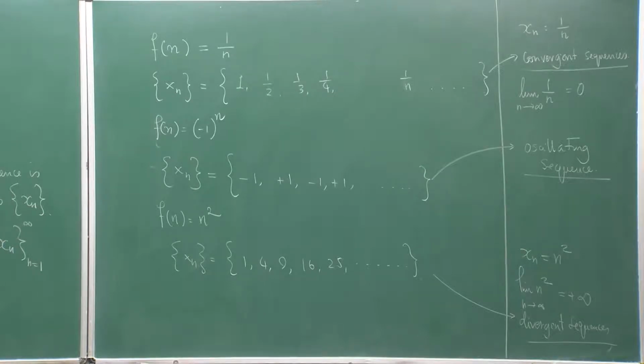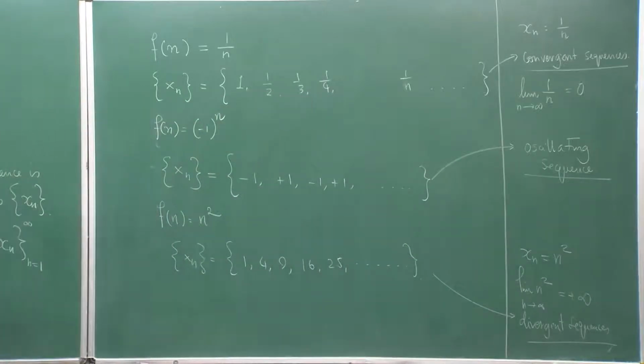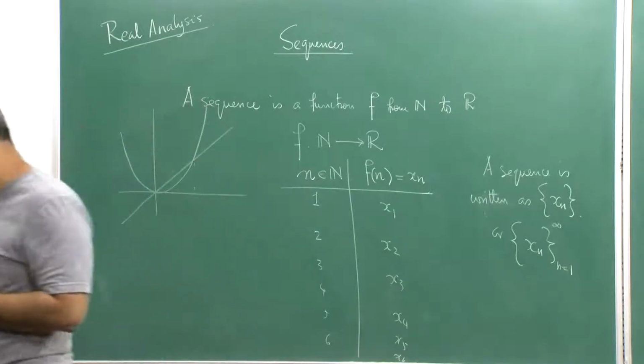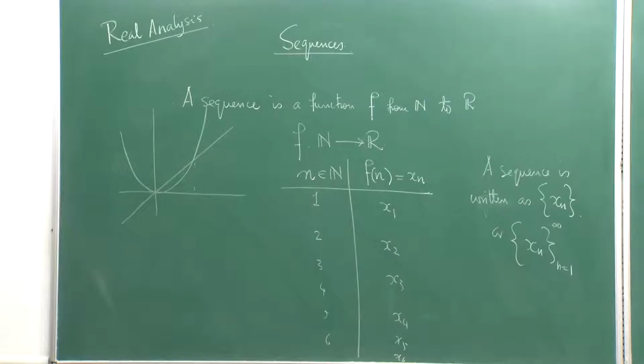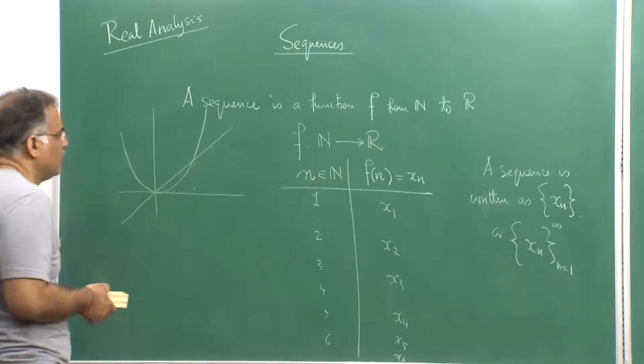Now, once these three basic natures are known, let us try to make a better definition of a convergent sequence.